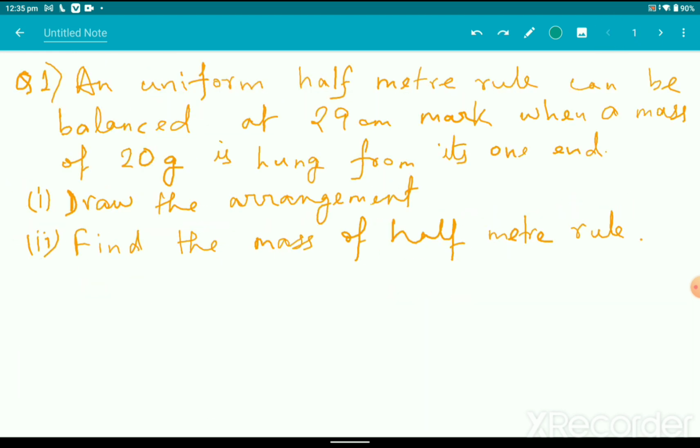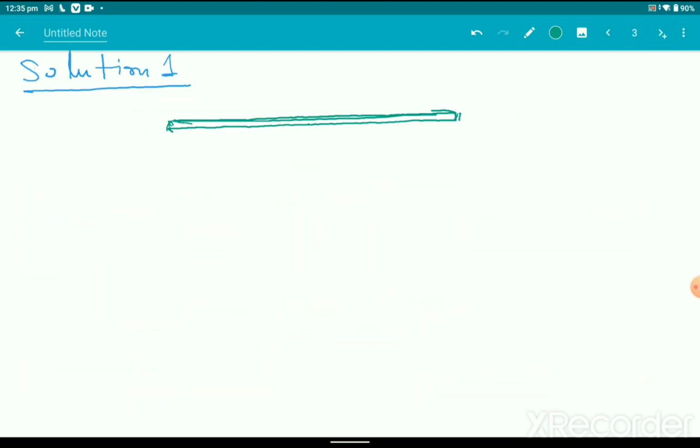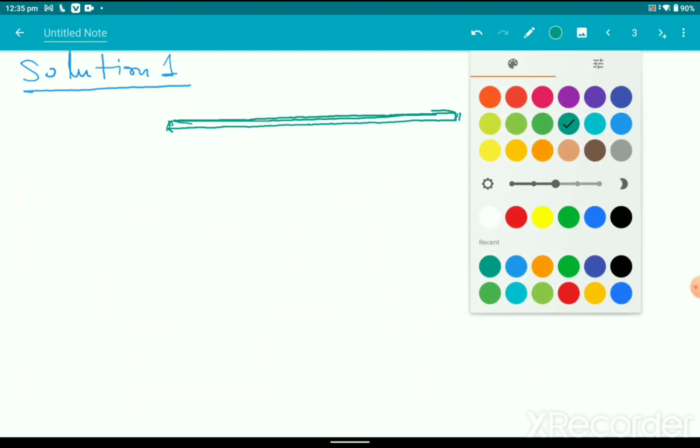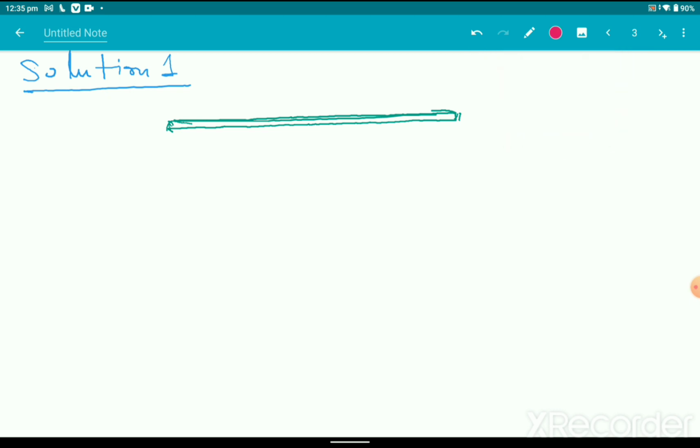Yes, no, it is balanced at the 29 centimeter mark. Okay, so if this is the midpoint, then 29 centimeter is slightly to the right of it, because this is a half meter rule. Hence the total length of the rule is 50 centimeter, isn't it? So half meter rule, 50 centimeter, midpoint will be 25, and 29 will be just on the right side of the 25 centimeter mark. Okay, so here it has been pivoted. So this is 29 centimeter. Let us mark it out, 29 centimeter.